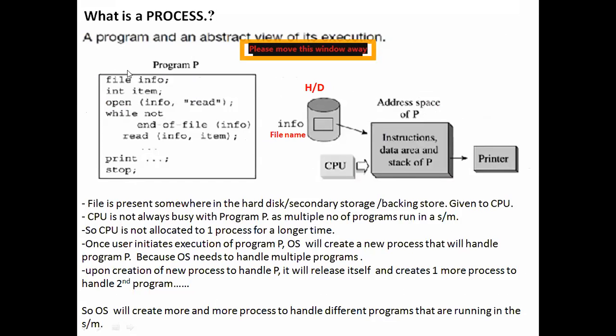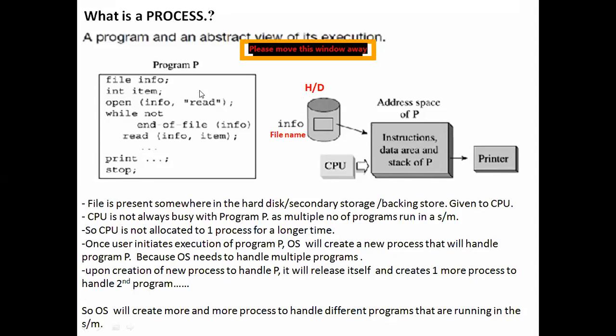In the book, they have given a simple program here. This program is called program P, where a file is present somewhere in the hard disk. This hard disk can be called the secondary storage device or backing store device. In the hard disk we have stored a particular file, and the file name is info. So the file named info is stored somewhere in the hard disk.